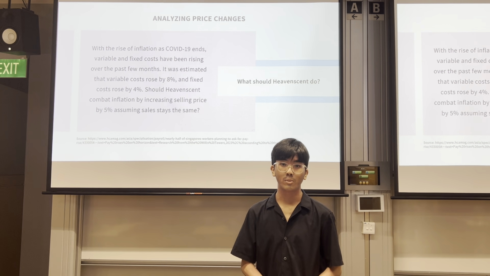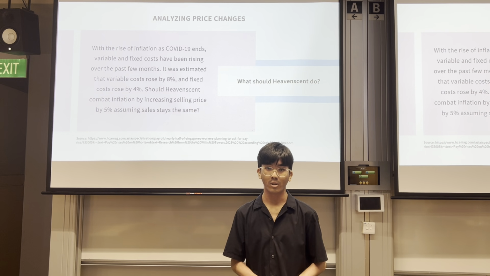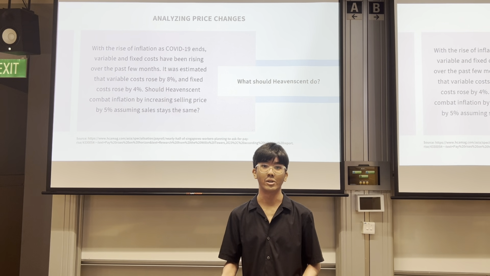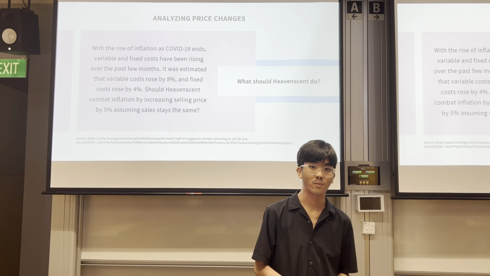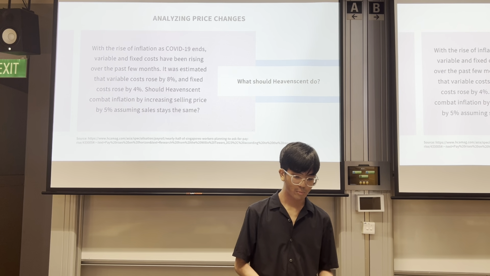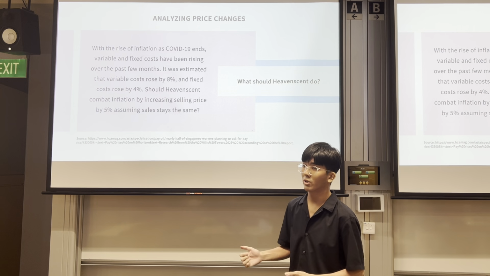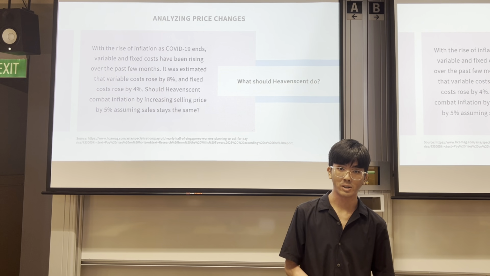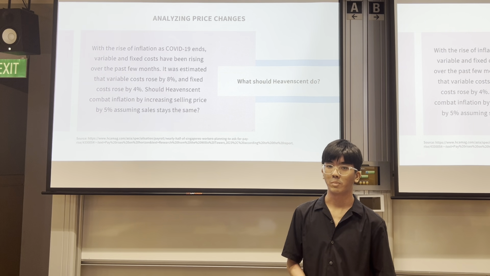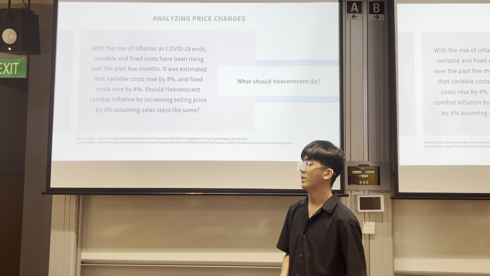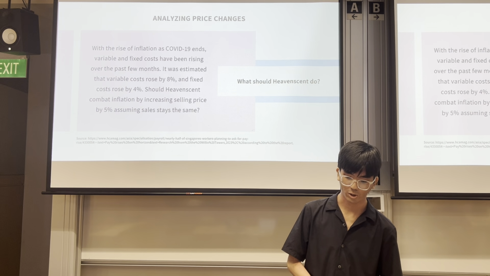Alright, so now we'll actually move on to analyzing price changes. So as COVID-19 is ending, we all know that there's the inflation. So everything is on the rise. So likewise, Heavenscent has also felt the impact of this, and their variable and fixed costs have been rising. So as you can see on the screen, the variable cost has actually risen by 8%, while for the fixed cost, it is estimated to rise by 4% based on the research that was done, and the workers' salary are to be risen by 4% in 2023.